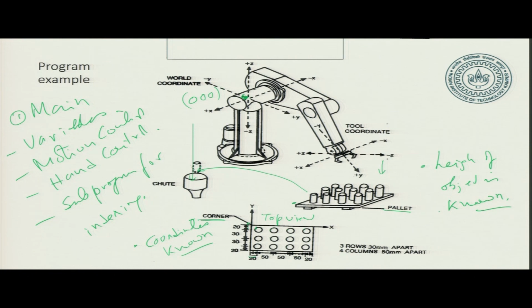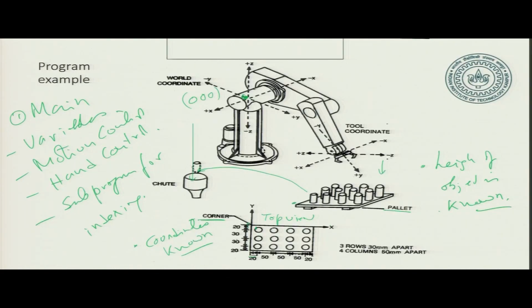Now, as you know, a program can be written in many different ways, and we are required to write a program in a very, very efficient way. Efficient means that first of all the program should be general, which means that if I change some parameters, the program should still work. For example, I have the pallet here which has 4 by 3 objects. Now, suppose I change the number of objects, the same program should be able to work.